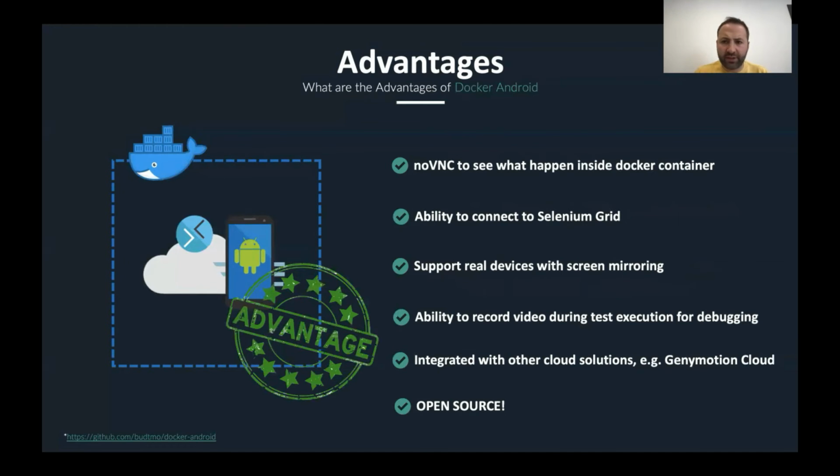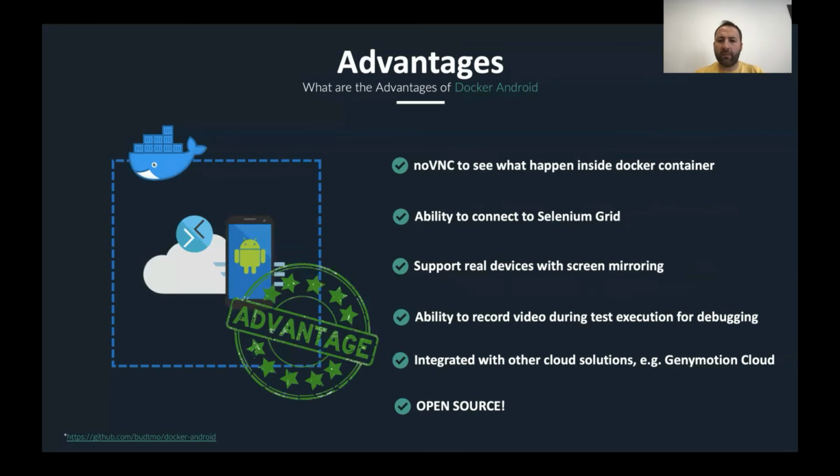The advantages. We don't need to install VNC. When we run all this environment, we can go from the browser with the specific URL, like the IP, and we can see the screen of the mobile, and we can see how the tests are running inside the Docker container on the emulator. Also, the ability to connect to Selenium Grid. This can be easily connected to the Selenium Grid.